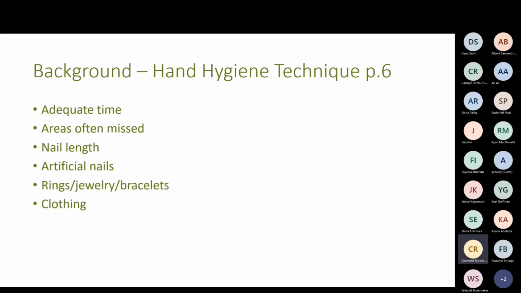Areas often missed. Well, usually the areas people get are the palms and sometimes the back of hands, but areas often missed are the tips of fingers, the nails, the thumbs, the sides of the hands, the wrists. Talking about nail length, nails should be short. If you look at your nails, they shouldn't peek out. If you look at your hand with the palm towards you, and actually I'm just going to turn on my camera to show you guys this.